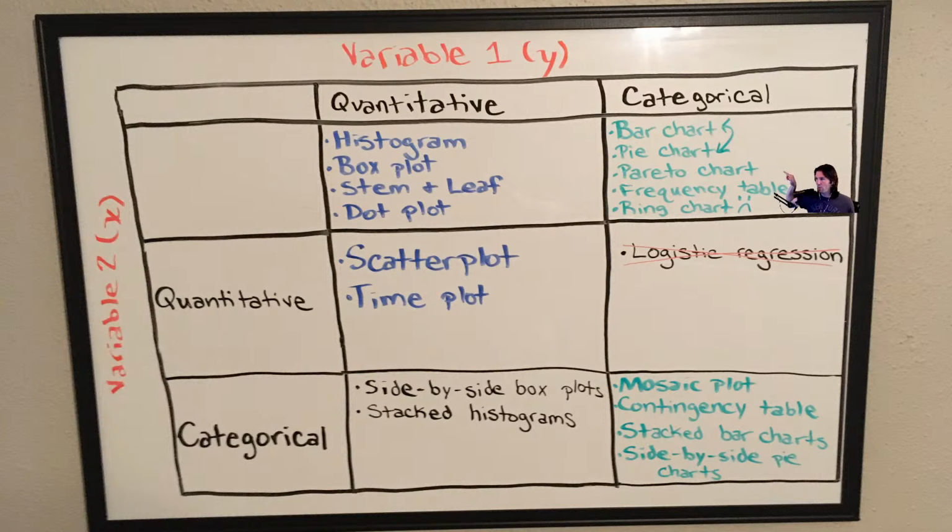Pareto's are bar charts that have been put in order. A frequency table just shows you the counts of observations. And then no one likes ring charts. I don't like ring charts. Actually, you know what? I think I saw some recently. I was like, oh, those don't look so horrible. But ring charts are pie charts with the center just taken out of it.